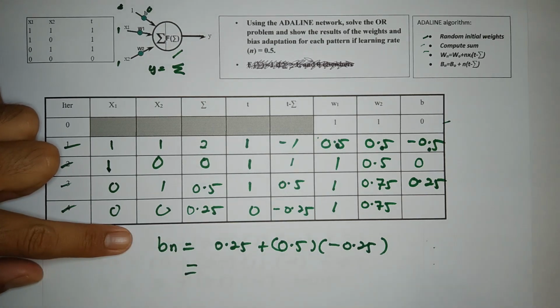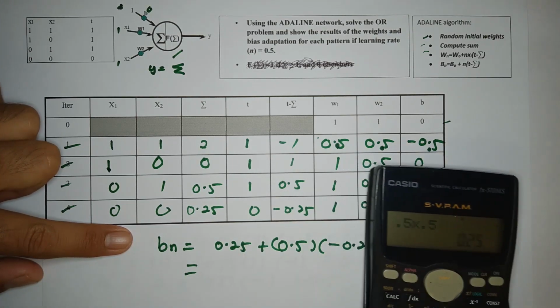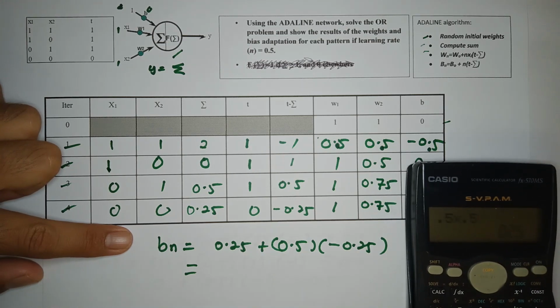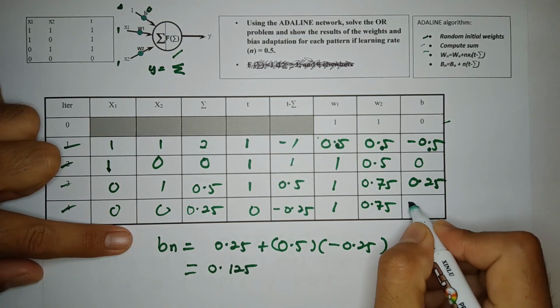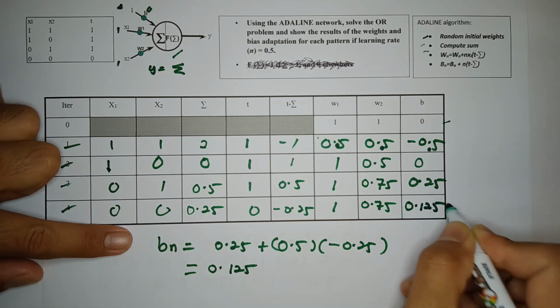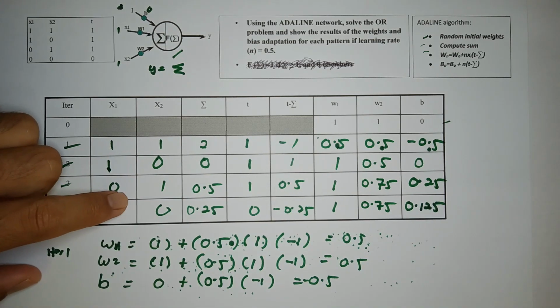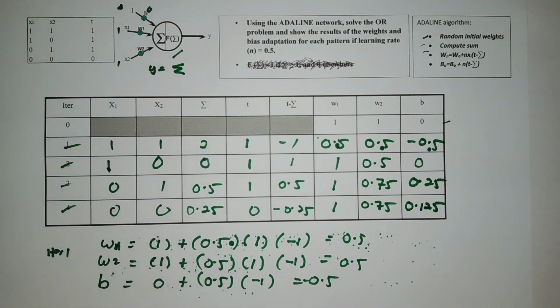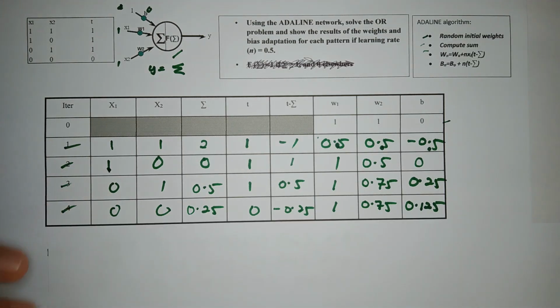So for this particular case, I just calculate the value here. If you can see, 0.25 times 0.5 times negative 0.25, in this particular case, gives 0.125. We just straight away put 0.125 here. Okay, so we are set up in terms of performing the iteration process for the additive linear element.